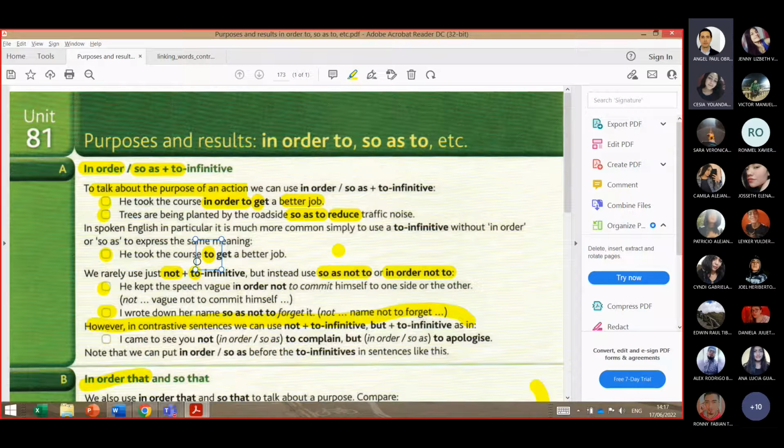Ya. ¿Qué más les puedo decir? Ya, este in order to, so as to, tiene el mismo grado de formalidad, ¿sí? Entonces, no existe una diferencia entre los dos, ¿no? Ya, ¿qué más? Estos dos, in order to, so as to, o solo el to, pueden ser usados al comienzo de una oración, ¿no?